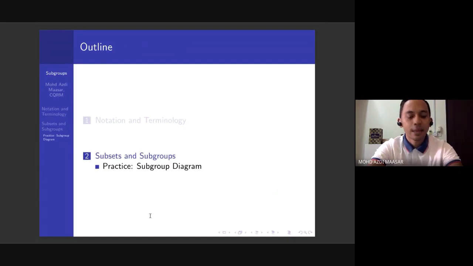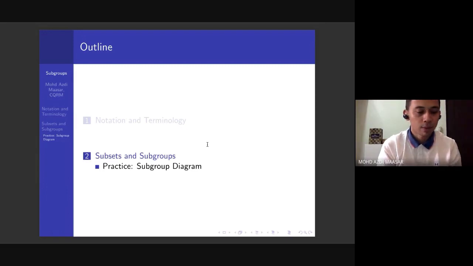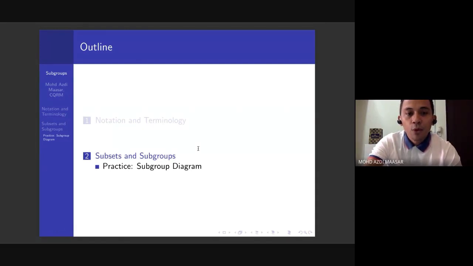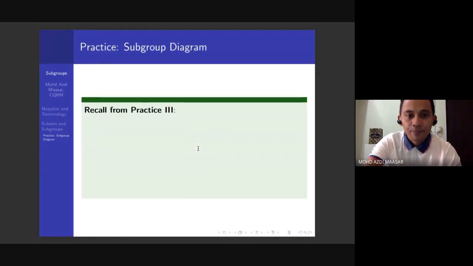Okay, so then I want to leave you with a practice. I will post a practice on drawing a subgroup diagram. A subgroup diagram example can be seen on page 52. Prior to that, please read all the examples from 5.6 until 5.13. I want you to practice drawing a subgroup diagram of the group that we have seen in practice 3.